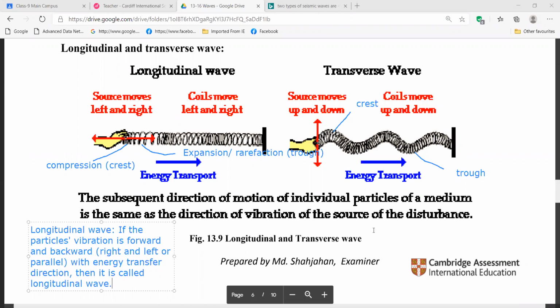Now, transverse wave. I'm writing it here, you write in your suitable place, no problem. Now you can make the definition of transverse wave. You can help me to make the definition. How can we write transverse wave? Sir, right or left or parallel? Sir, after parallel, what is written? After parallel, I wrote with energy transfer direction.